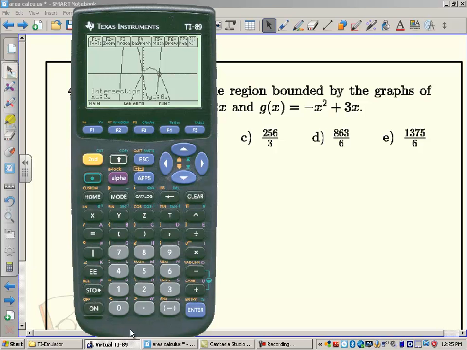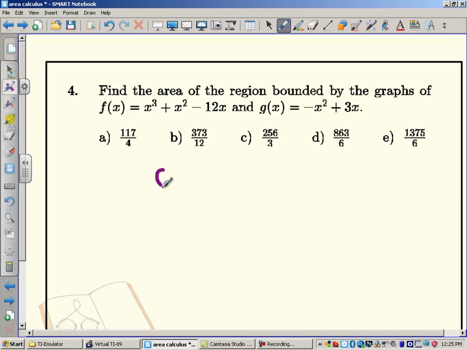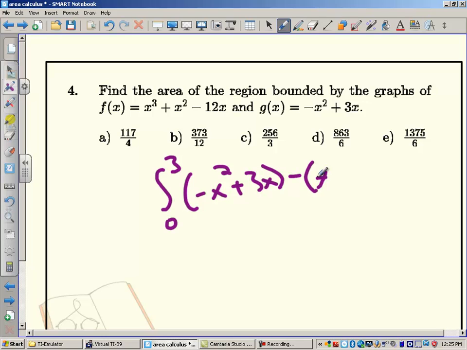So which one is on top? You can see the negative quadratic, that graph is on top. So anyway, we're going from 0 to 3. The integral from 0 to 3 of top function, always do top minus bottom, minus bottom function, and then since this is a calculator question, you can just type this in on your calculator from the home screen and get your answer.